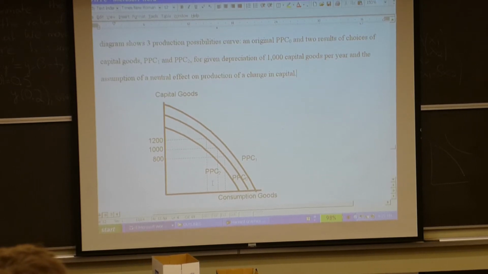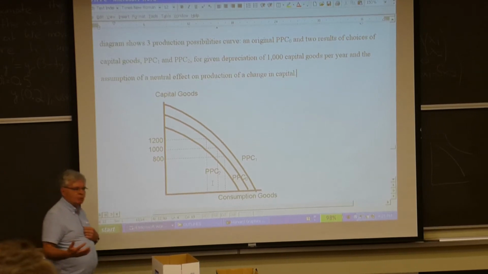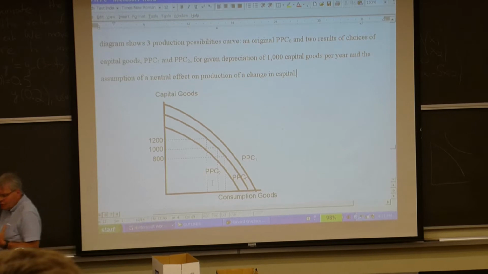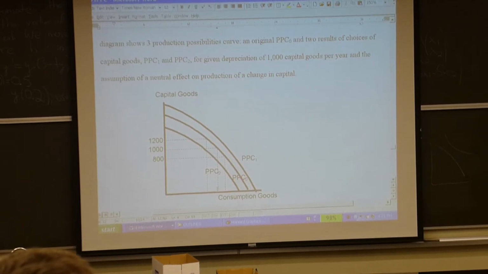Now consumer goods is really where we want to get to. We don't want machines per se. People don't need machines. But this gives you a sense of something. Supposing we choose to produce this amount of consumer goods and therefore we produce 1,000 capital goods, i.e. 1,000 machines. What is net investment?